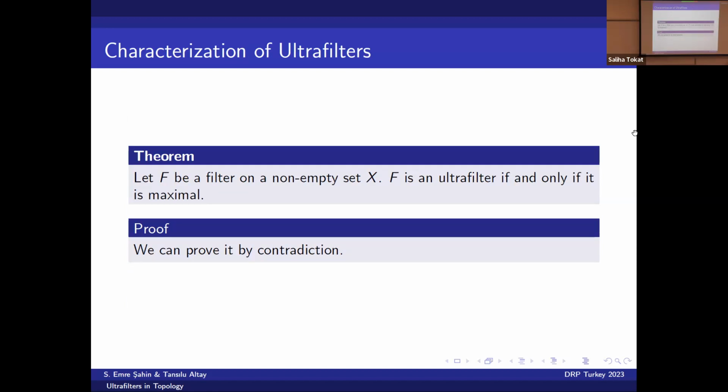Another important question: what is the difference between an ultrafilter and a filter? We know that an ultrafilter has an additional condition, but it's not satisfying me. Another difference: F is an ultrafilter if and only if F is a maximal filter. Consider all filters on X, ordered as a chain, and there must be at least one maximal element. So this maximal element is our maximal filter, and this is an ultrafilter for us.